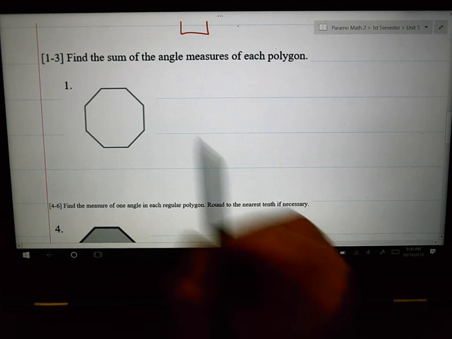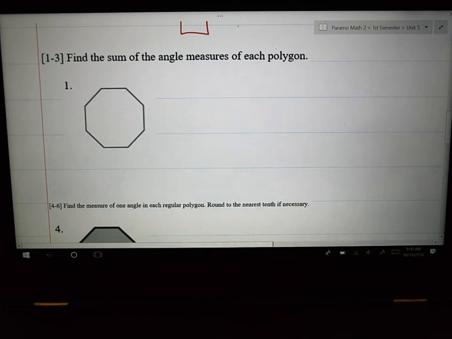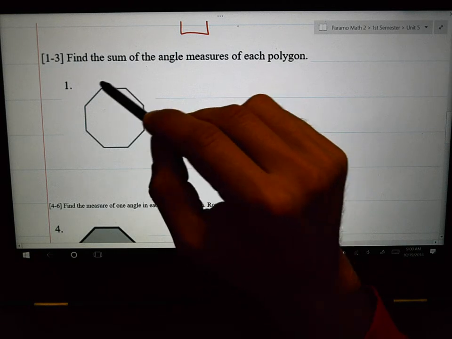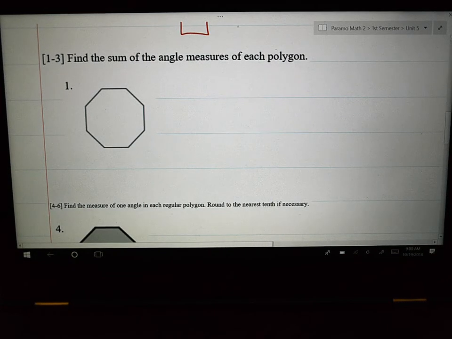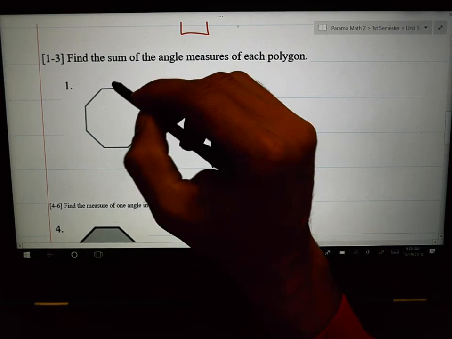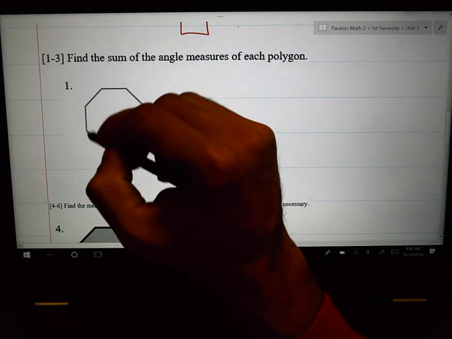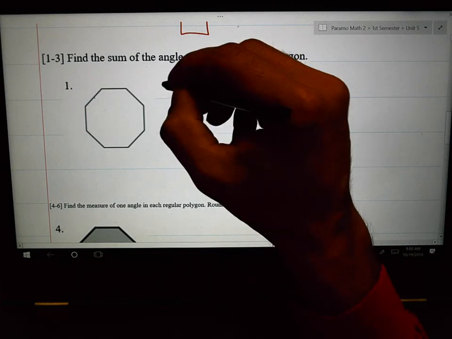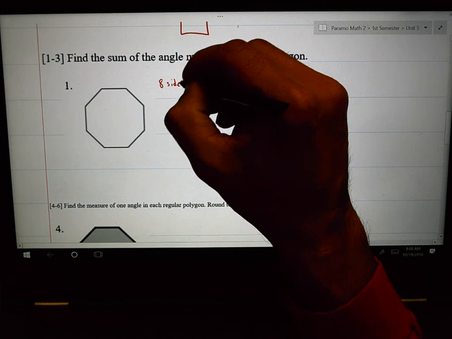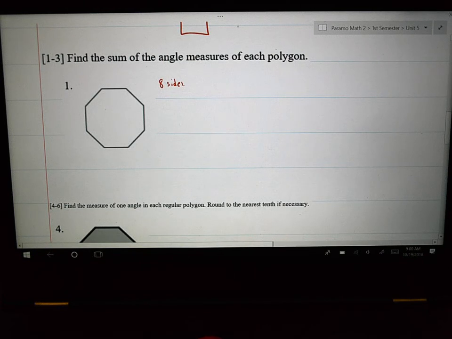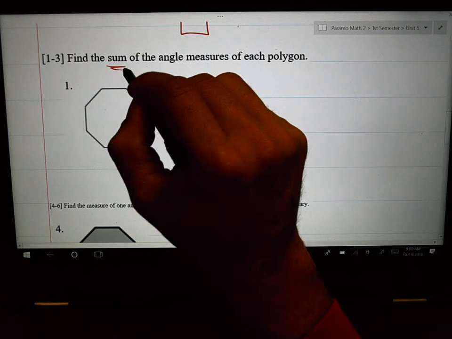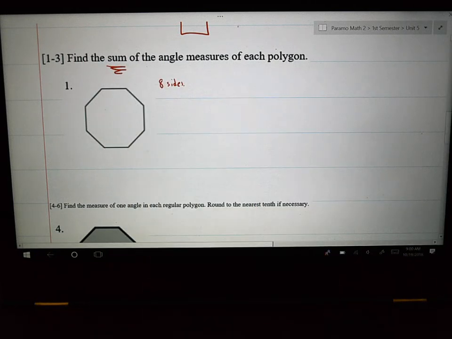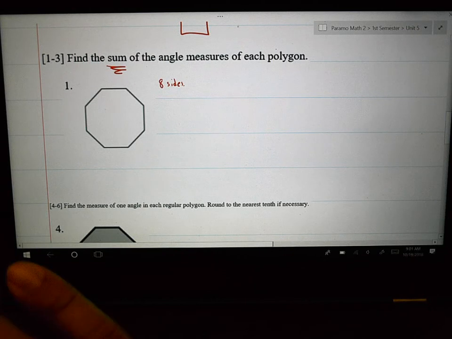Here's number 1. Find the sum of the angle measures of each polygon. Does it say that this is regular? Does it say the word regular at all? We don't know. But it has 1, 2, 3, 4, 5, 6, 7, 8 sides. This is an octagon. You could use the chart that you had that you did before, or we could use the formula. It says the sum. That means all of them added together. It's not an individual, it's a sum. We're going to add them up.